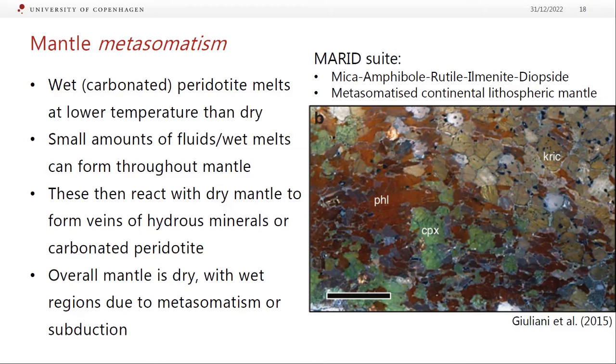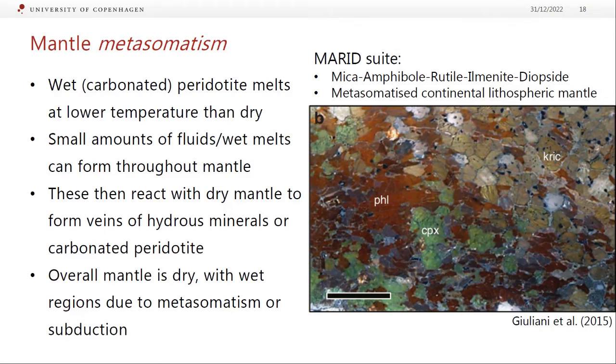I've given an example here. This is called the MARID suite because it's mica, amphibole, rutile, ilmenite, and diopside. But in this picture, you can see phlogopite. This is mica. Diopside. This is clinopyroxene. And this weird thing is called a K-richterite. It's basically an amphibole with a very unusual composition. And these are found in small veins in the continental lithospheric mantle. So we've had this continuous little percolation upwards of these tiny, small degree melts made from carbonated peridotite.